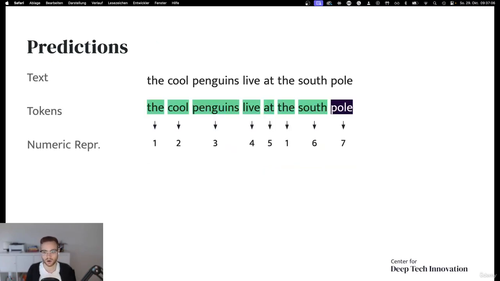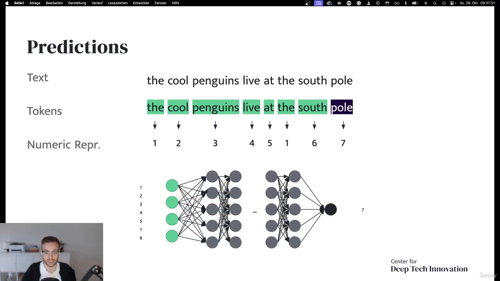So the last part of that generative AI and large language model magic is: the cool penguins live at the South Pole, predicting the last word in the sentence based on the input sentence. And we do that basically by taking these number representations of the things that we know, and we predict the last word in the sentence. When we do that, we basically evaluate a neural network.